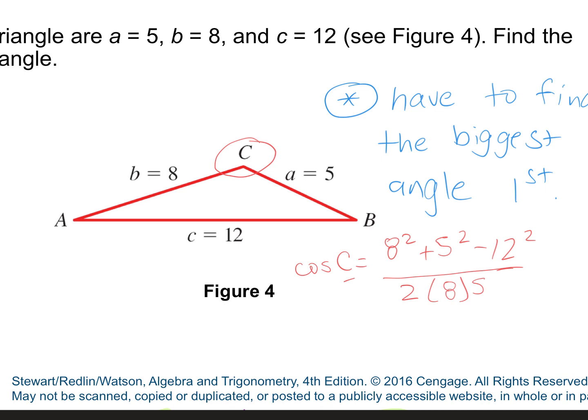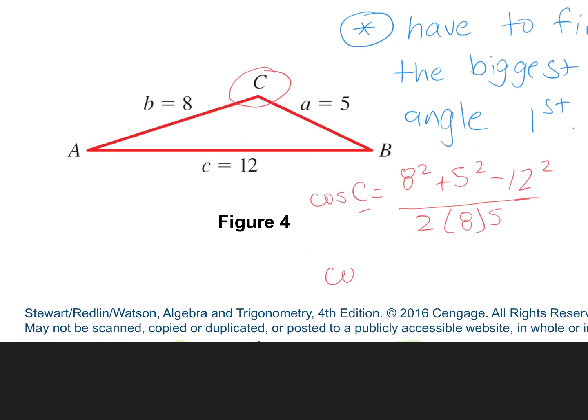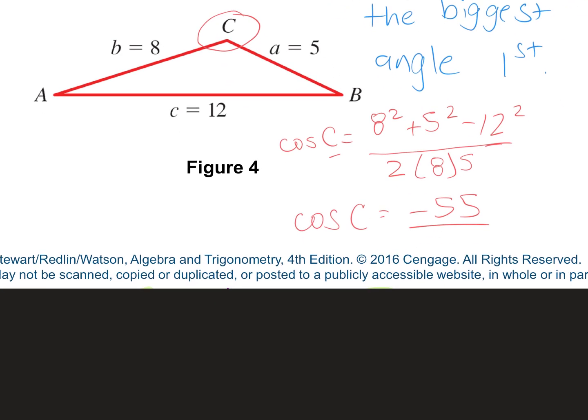Please don't try to do everything in your calculator all at once. Just simplify. Simplify the numerator. What is 8 squared? You don't have to write it all out, but you just say 8 squared in your calculator. Calculator's dead. So negative 55. It's a negative number, no biggie. And then what's 2 times 8 times 5? What is it? 80? Okay.